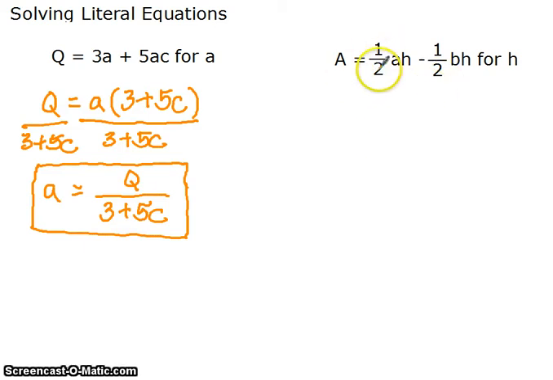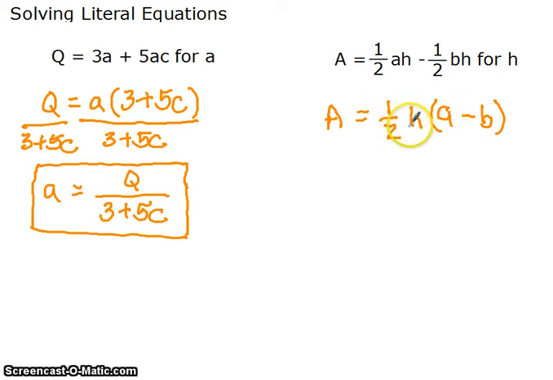Alright, so this one, we want to solve for H, and you'll notice that they both have H's, so you can start out in a very similar fashion. Except this time they also share 1/2 as well as an H. So I'm going to take out a 1/2 and an H. And that'll leave us with A minus B. Okay, so there's two different things we have to do here. First thing I'm going to do is take care of this fraction.